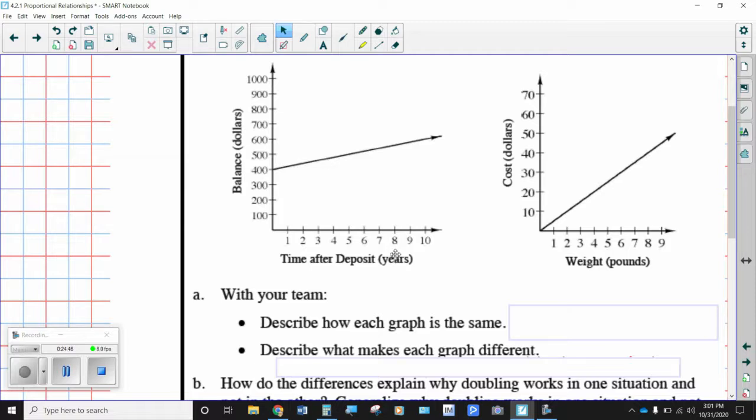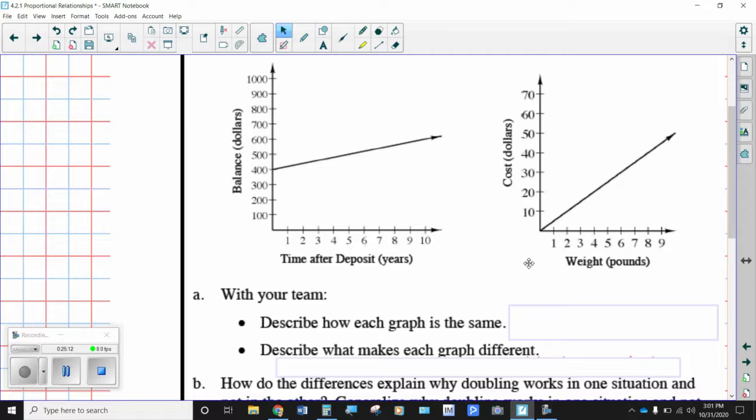Because when we're done with this, there's going to be some basic things that you're going to be looking for whenever you look at a situation to tell whether or not it's proportional or not. And the graph is one of the easiest things you can look at and tell right away whether or not it's proportional or not. Okay? So if you're looking at these two graphs, what do they have in common?